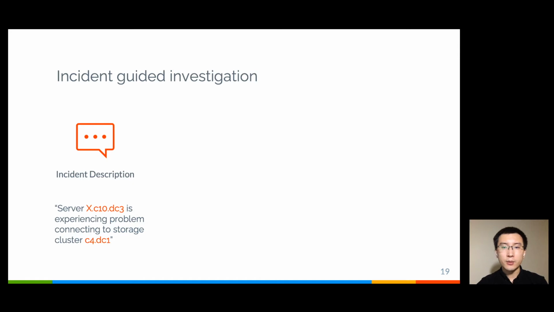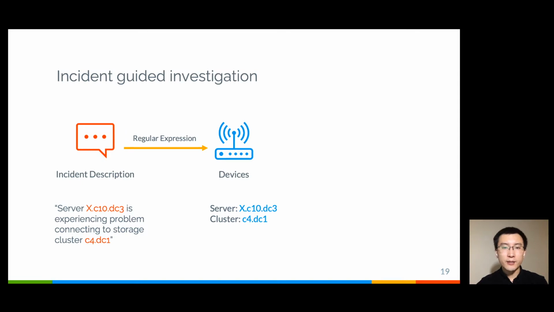Because data center components are named after predefined naming conventions, we can encode them through regular expressions and extract the potential devices out. For example, in this incident, we can extract one server and one cluster. After this step, we can find related devices' monitoring data, such as CPU usage, link loss rate, and ping latency. Through this method, we can shrink our scope and collect a reasonable amount of monitoring data.